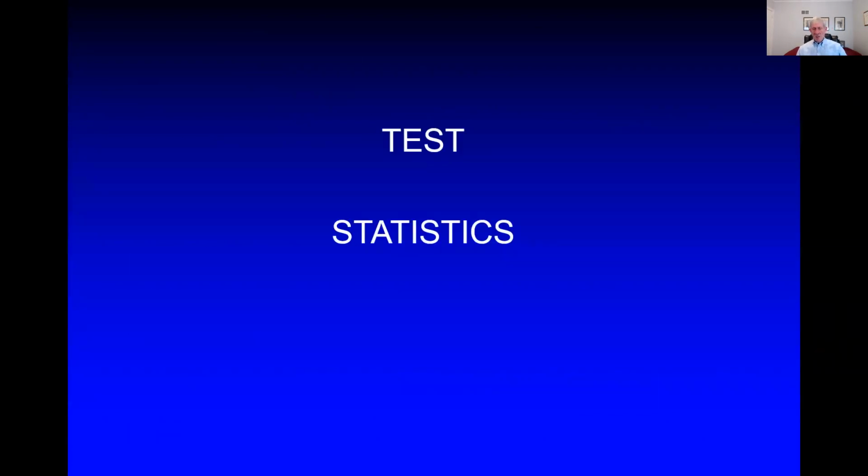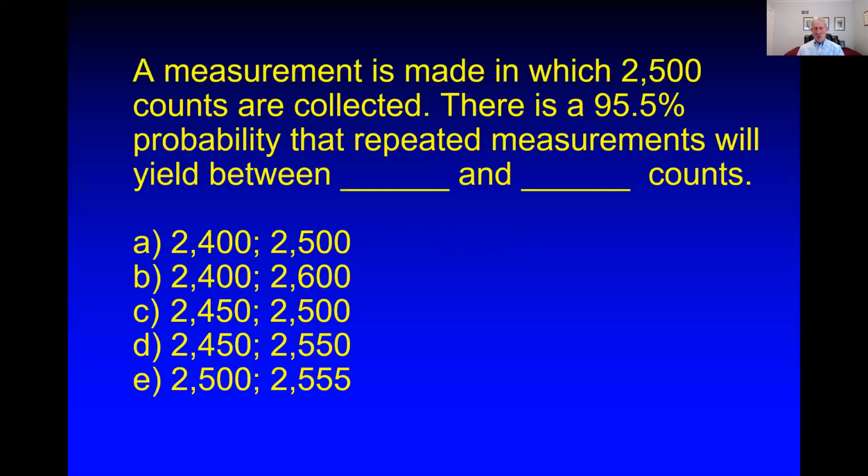Let's take a short test. Most of these are true or false, but a couple of them we should be able to solve pretty quickly. We made a measurement one time, 2,500 counts in 1 minute, counted one time. If 2,500 is the count rate, what would sigma be? How many counts would sigma be? What's the square root of 2,500?